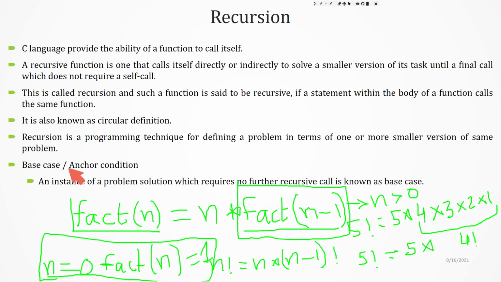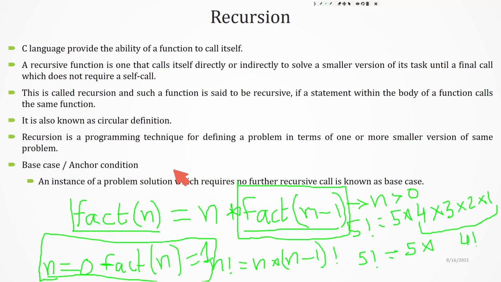Okay, coming back to the base condition, an instance of a program solution which requires no further recursive call is known as the base case. So in factorial of n, the base case is n equal to 0. When n equal to 0, we already know the result, factorial of 0 is 1. That condition is called the base case. Recursion means calling the function itself, and every recursive function will have a base case or an anchor condition which gives the direct result.